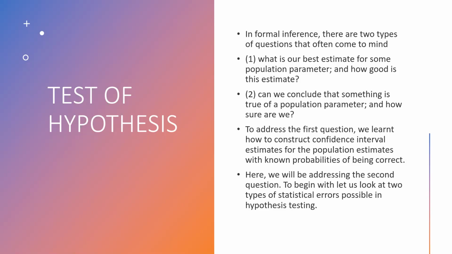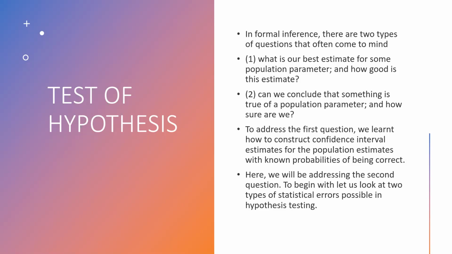So to address the first question, in the last class, we learned how to construct confidence interval for the population estimates with known probabilities of being correct. In fact, we stopped the lecture at looking at probabilities of 0.95, 0.99, 0.90, and we tried to estimate the confidence interval. So today we want to address the second question, which is, can we conclude that something is true of a population parameter, and how sure are we? We really want to answer that question.